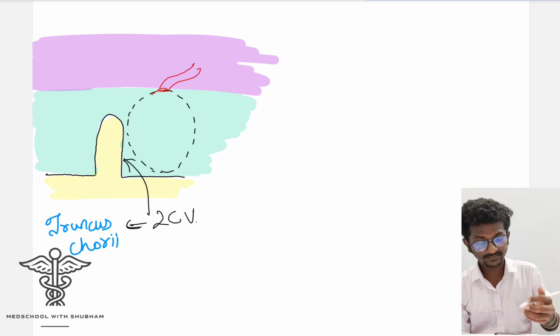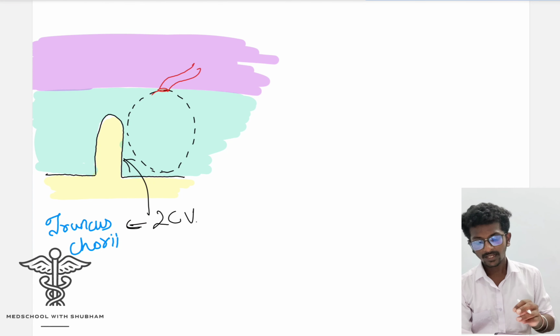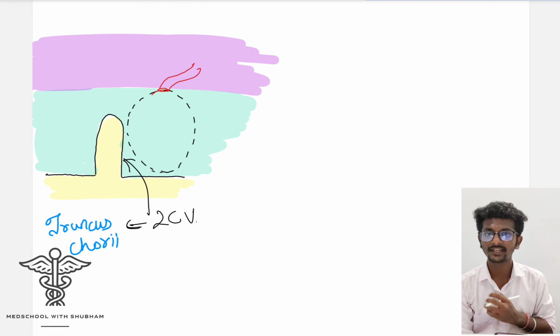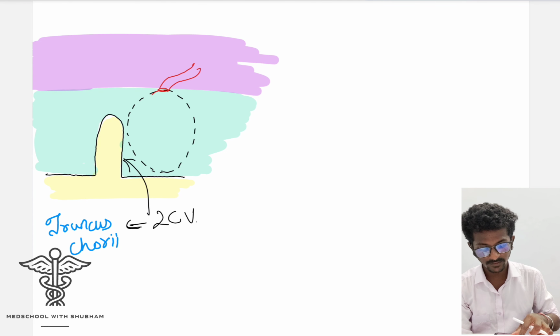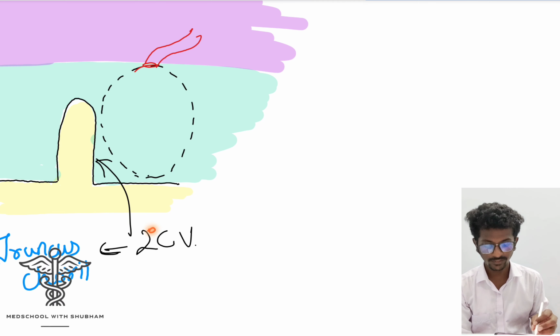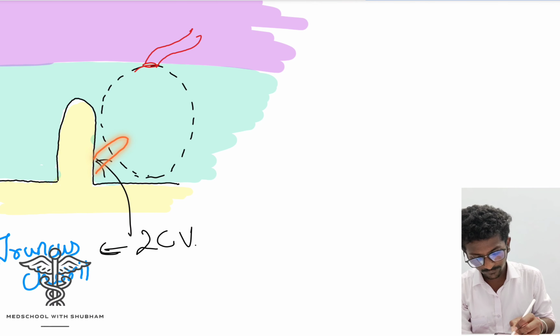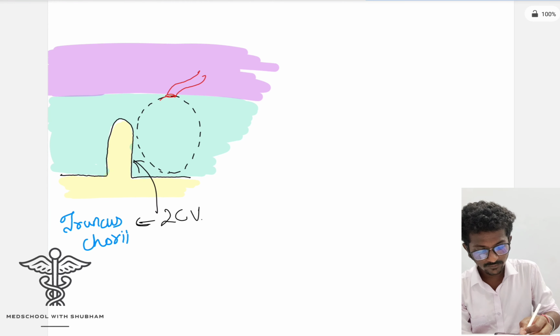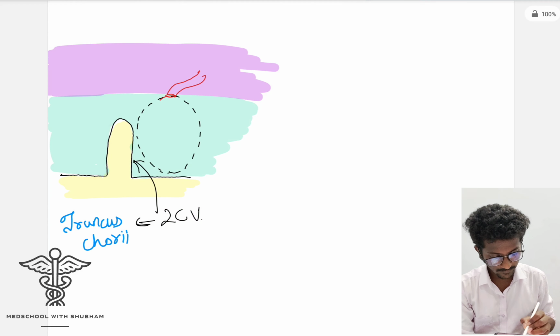Okay, now next thing, what happens? I hope this was very clear till the second week of development. In the second week of development, now what will happen inside this truncus chorii or the secondary chorionic villi? We can see the formation of the branches in this way. So I can make a diagram for that.